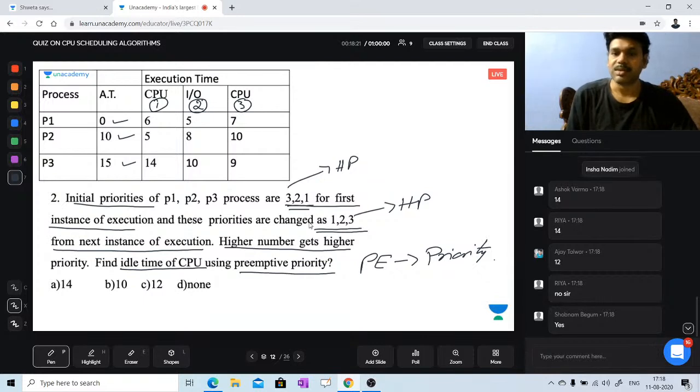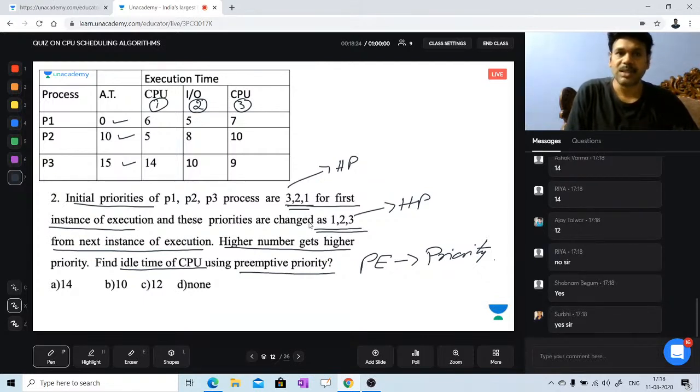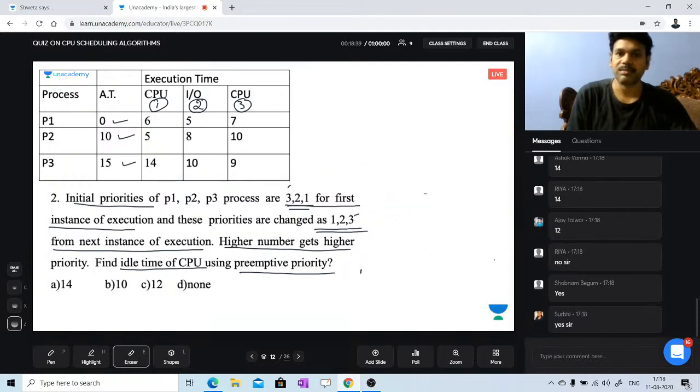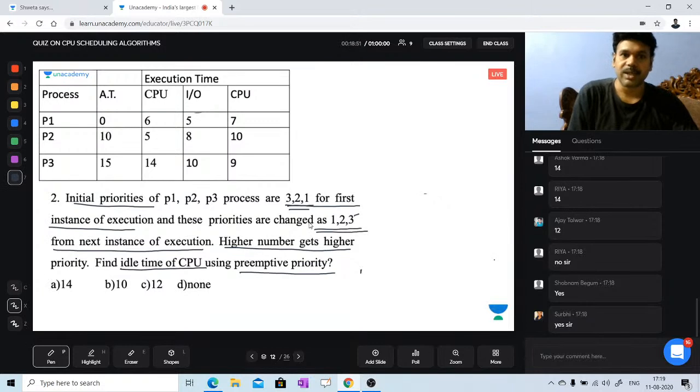No. Yes. So, once see, let us look at it carefully. The priorities change twice, but that is the logic in this question. The first priority is for the first CPU burst time, the second priority is for the second CPU burst time. The first priority is given as 3 to 1 and the second priority is given as 1 to 3, and a high number gets high priority.